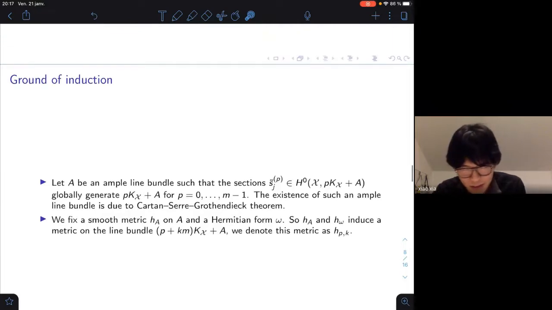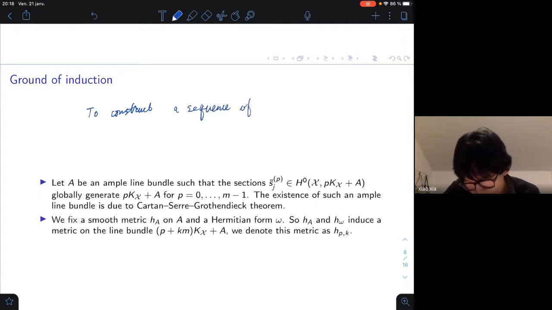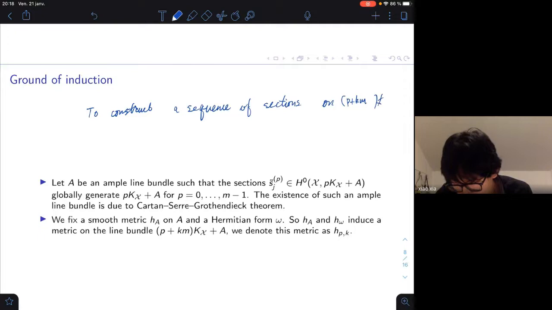So the proof is a very clever induction. We construct a sequence of sections. I will write here. So the idea is to construct a sequence of sections on the P K_X, on the P K_X plus A. So A is the ample line bundle.